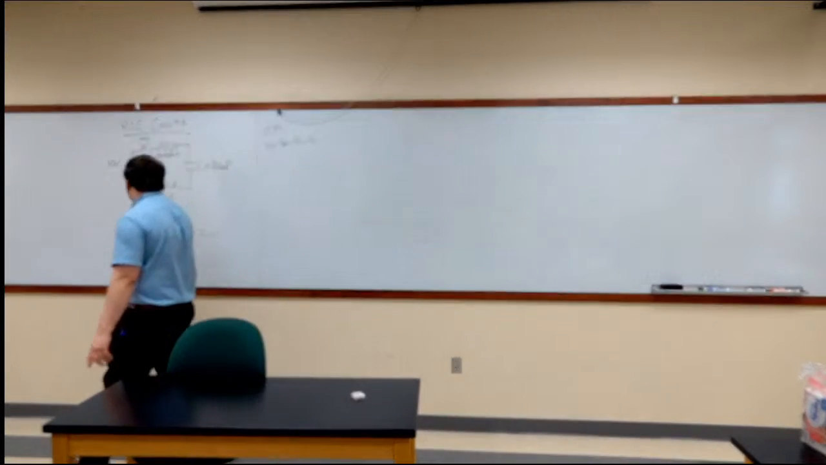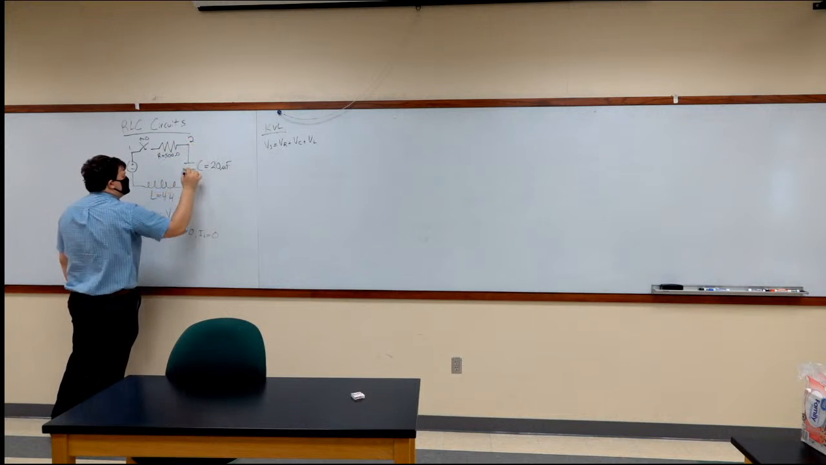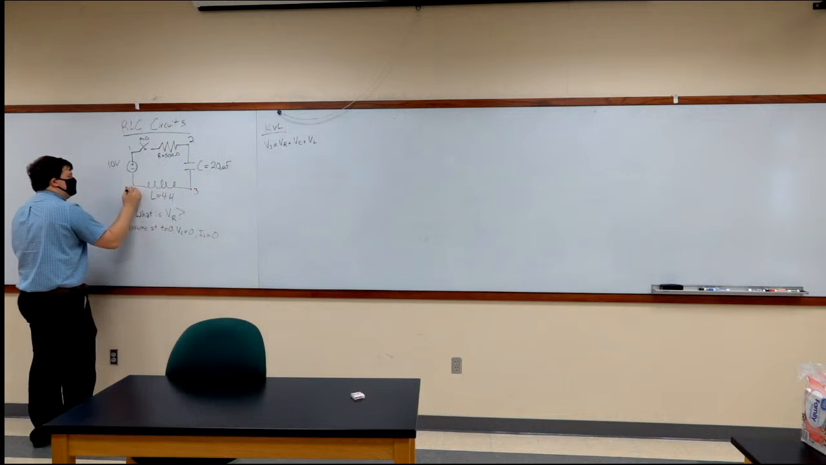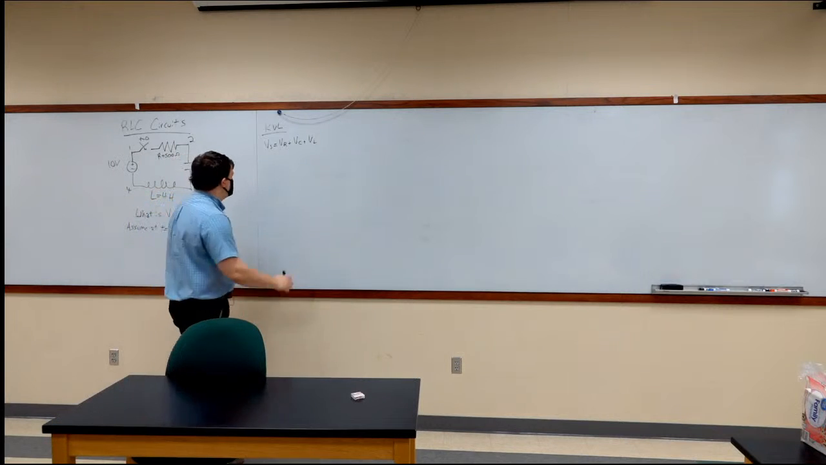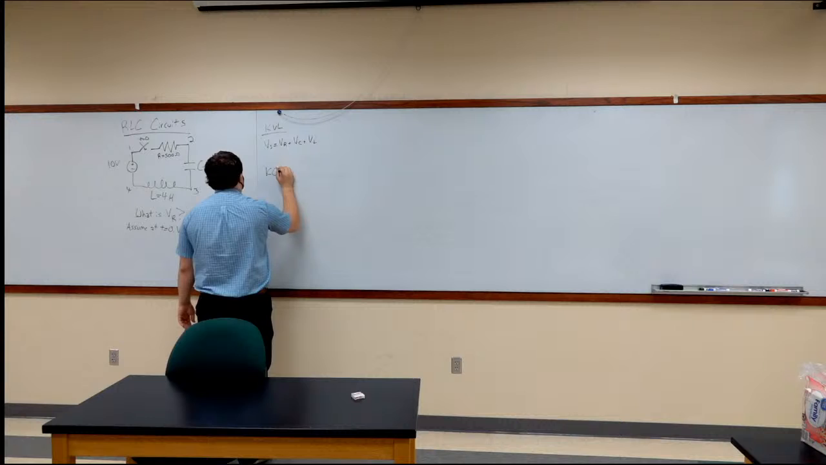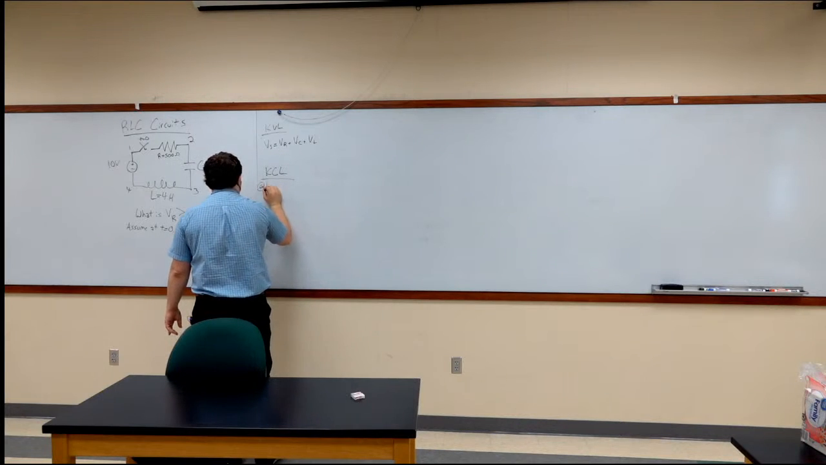Here, we can draw on multiple nodes. I'll go ahead and make this node 1. This will be node 2. This will be node 3. This will be node 4. We can have a total of 4 KCL equations. Okay? What is the KCL equation at node 1?